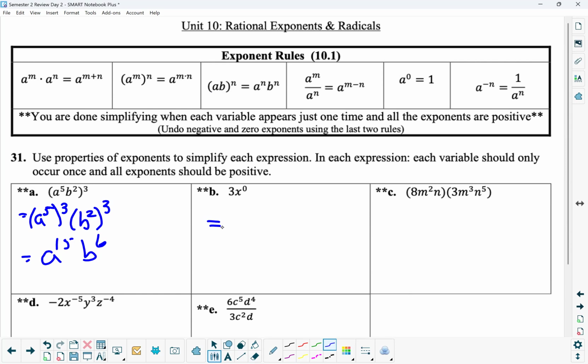3x to the 0. Now this is one that a lot of students struggle with. You have to almost think of this x as being in parentheses. So we have the 3 out front. X to the 0, according to our second to last rule there, is 1. So 3 times 1 is 3.